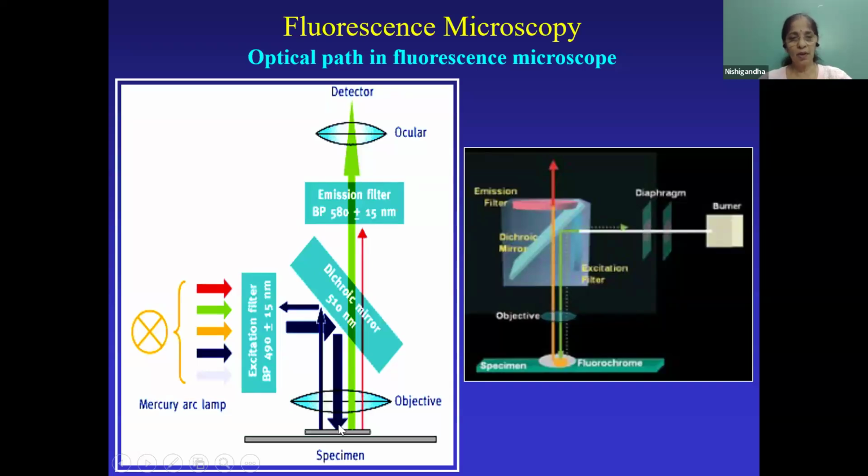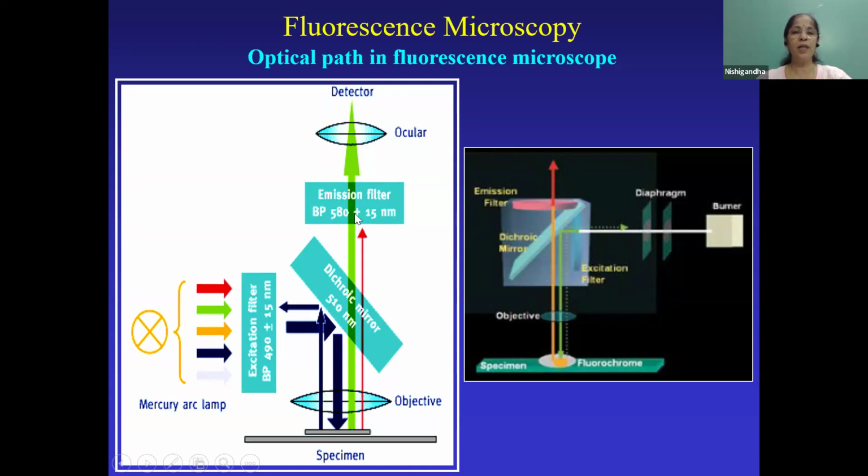Now the fluorochrome, that is in this case FITC, will get excited with this blue light and it will emit green light. Green light is in the range of 530 to 540, so naturally it will be transmitted through this dichroic mirror and it will hit the emission filter. The emission filter selects the light that we are interested in and then sends it to the detector.